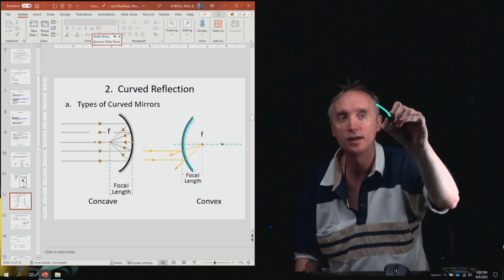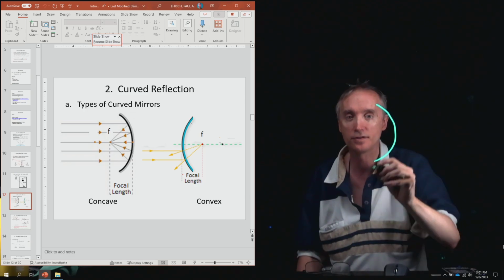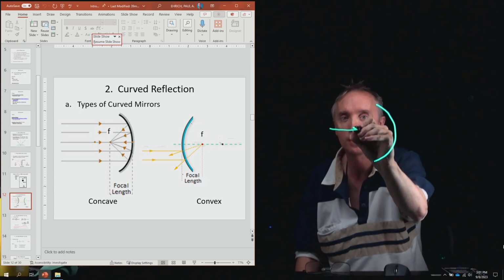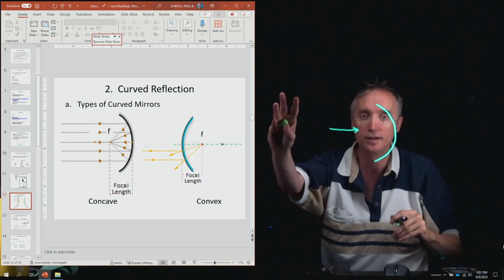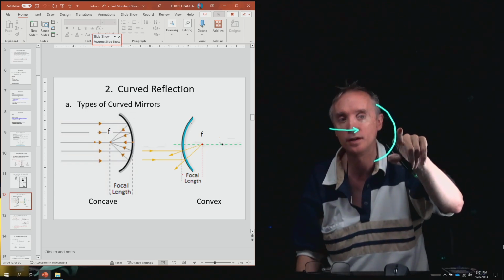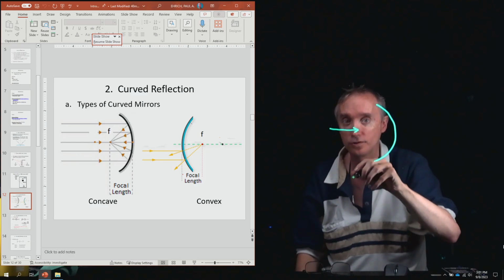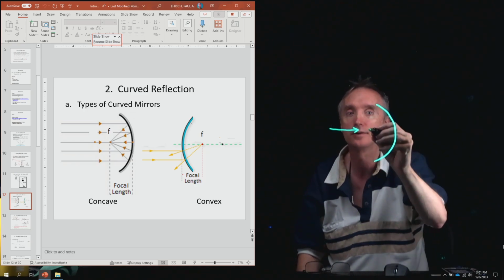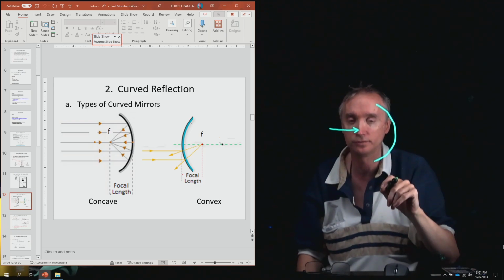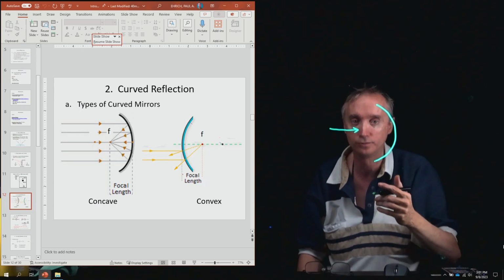So if we take our mirror and bend it into a curve, this one's going to be concave. The light is going to be coming from this direction. So the light is over here, coming in this direction. It's going to hit the concave, so you see it's making a cave here, and it's going to bounce back. So we're going to use the law of reflection in order to predict where the light will go.